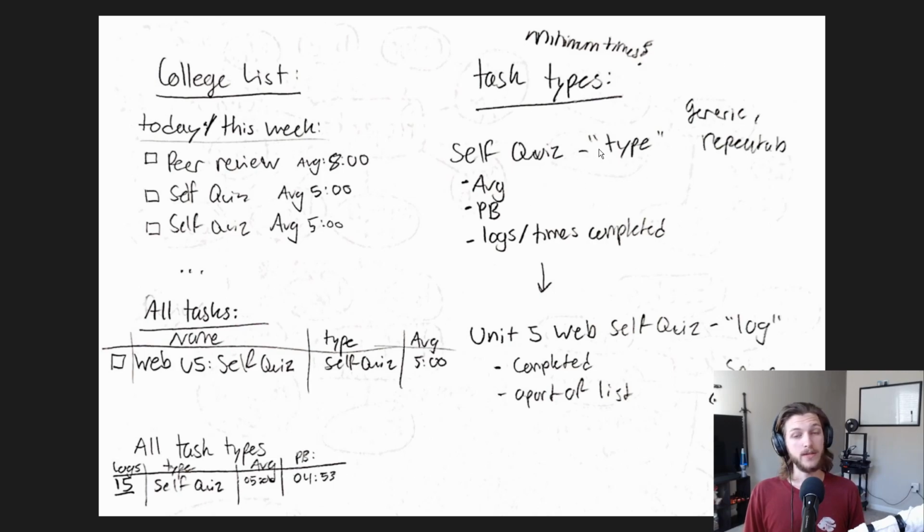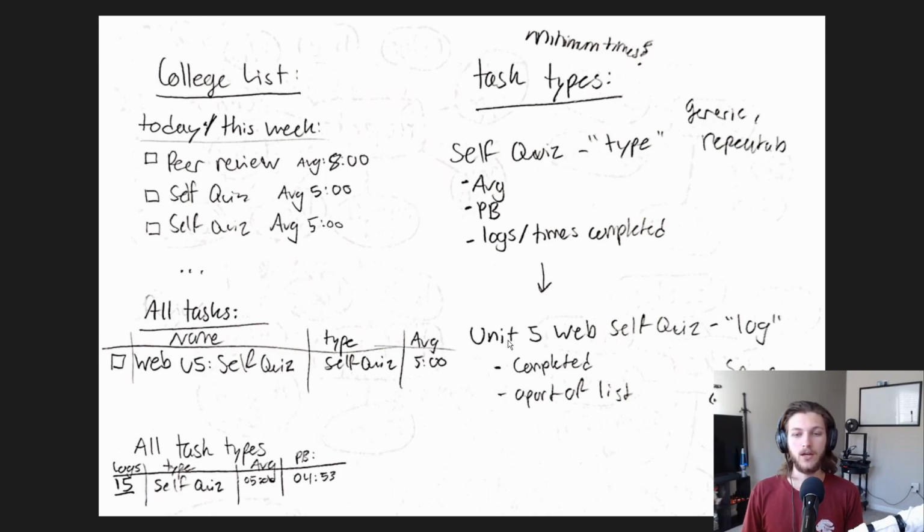So this is just another view of the same information. Task type, like self-quiz, is a specific type. It's more generic, more broad. That's what has all of the logs associated with it, the averages, and the times completed. That's where we get our averages from. That's where we get our personal best. That's what PB stands for. And then we have something which is going to be specific. So this is our generic, repeatable, and this is our specific log, which is very specific and completable.